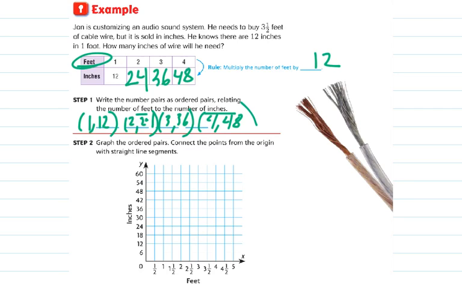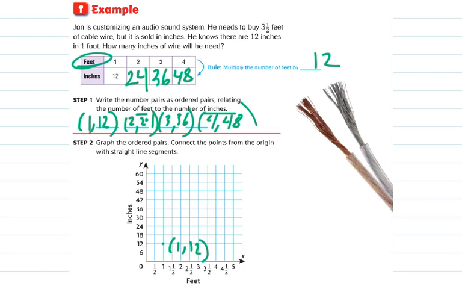Now we're going to go on and we're going to graph the ordered pairs and connect the points from the origin with straight line segments. So we're going to start from the origin, and we're going to graph our first ordered pair, which is 1, 12. And we're going to make sure that we label that as well while we're putting these up here. So 1, 12 is our first ordered pair.